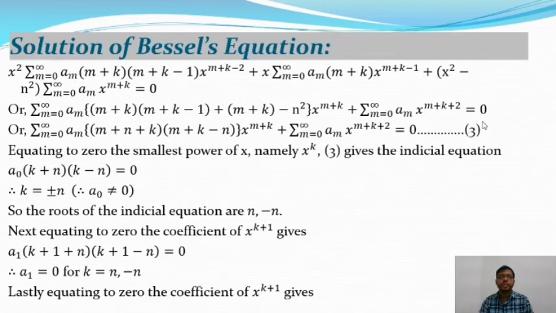and we can write it as equation number 3. So after putting the values of y double dash, y dash, and y in Bessel's equation, we get this equation, that means equation 3. Okay, after simplifying this, we get this one.